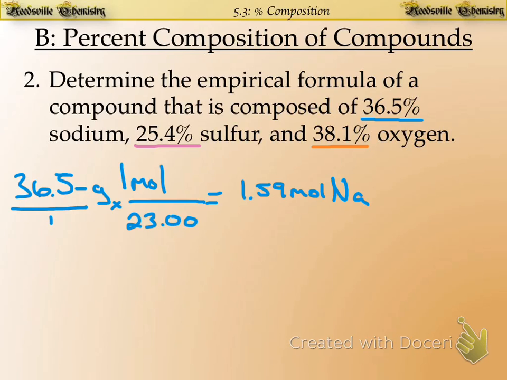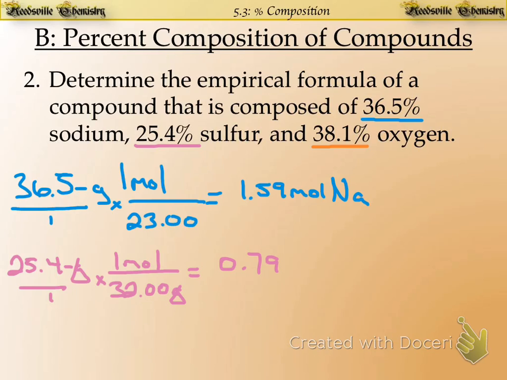All right, let's get the pink here. Now, sulfur's next. So I've got 25.4 grams of sulfur, and 1 mole of sulfur has a molar mass of 32.00 grams. So 25.4 divided by 32, and we've got 0.793 moles of sulfur.